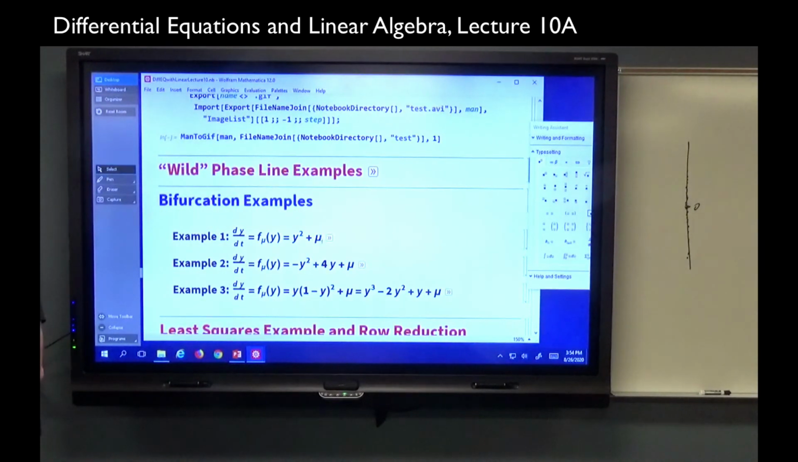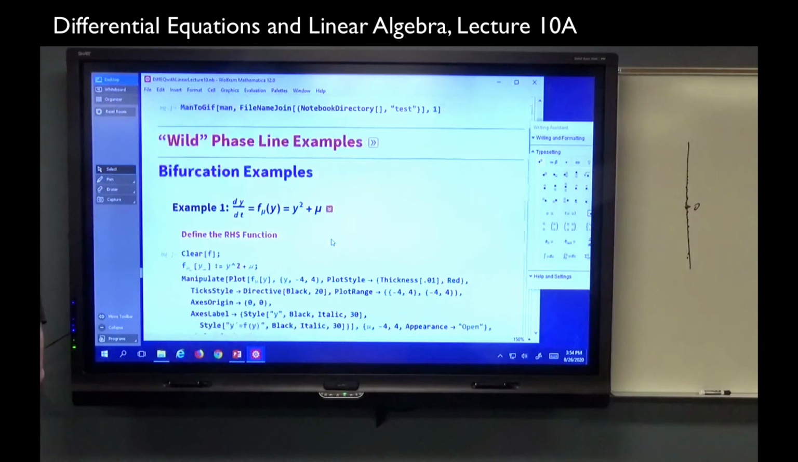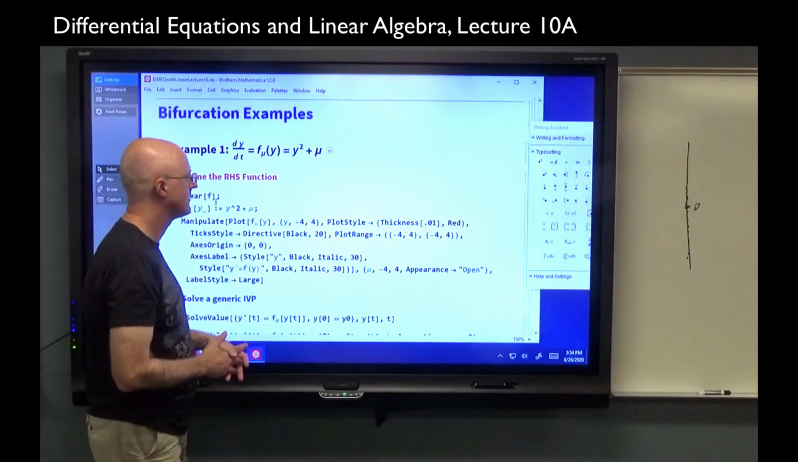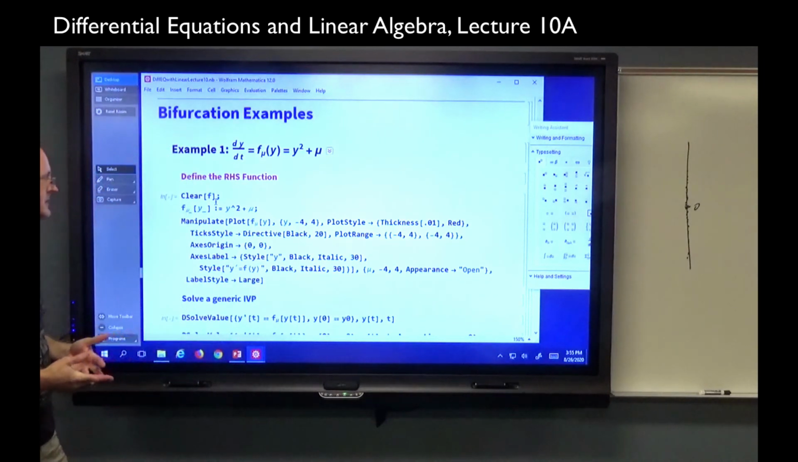Think more about examples 1, 2, and 3 here. And again, I have to go through the code fast here for anybody who happens to be watching. My students, like I've told them, they'll get more practice with this. I put the clear f in here just to be safe. But here I'm defining the f function for this first example, y squared plus mu.